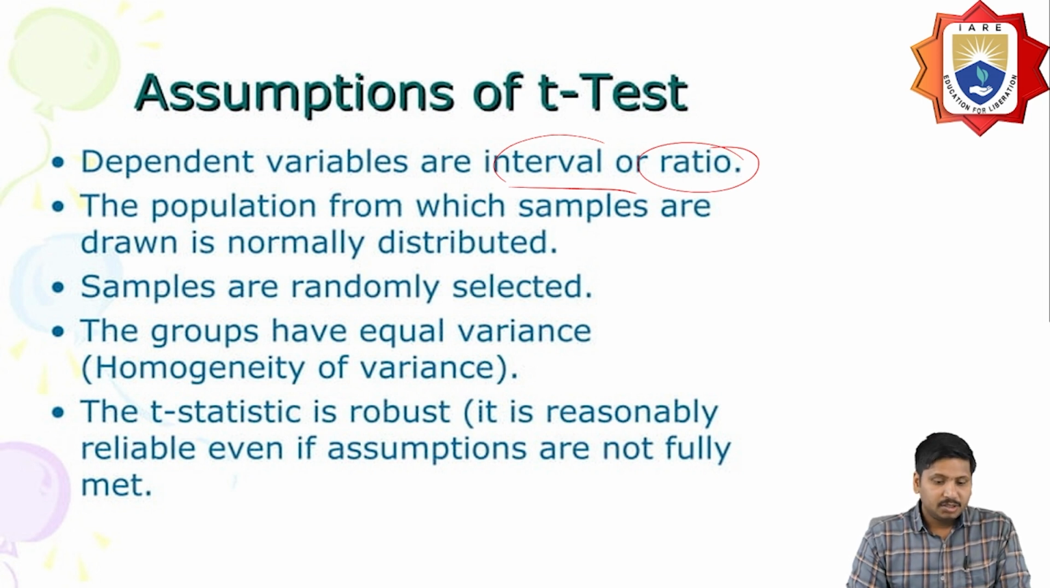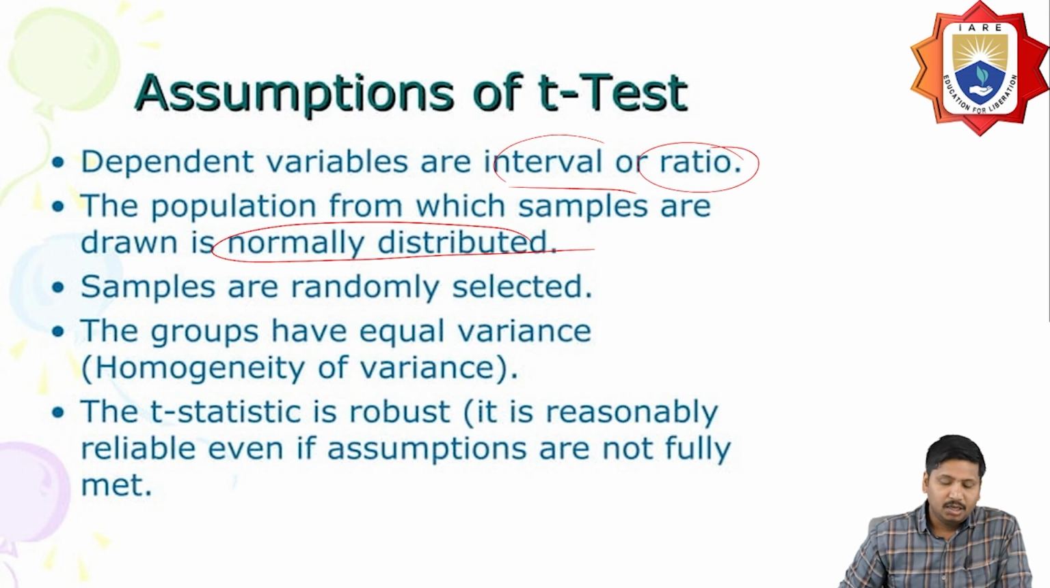So the basic assumptions are that the dependent variables are interval or ratio scaled, and the population from which the samples are drawn is normally distributed, and these samples are randomly selected. The groups should have homogeneity of variance, and the t statistic is robust, and it should be reasonably reliable if the assumptions are not fully met.